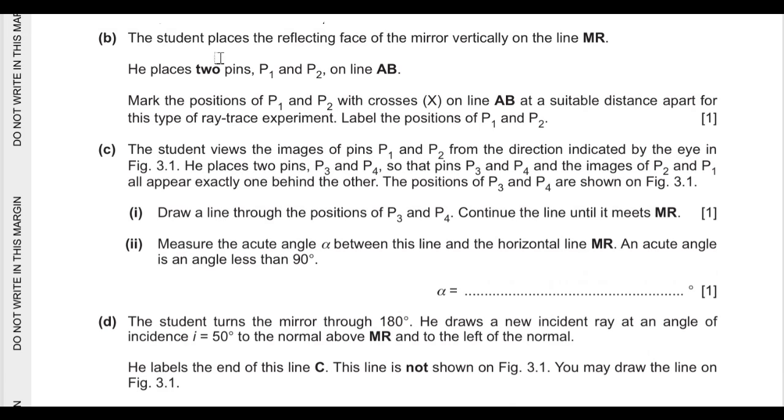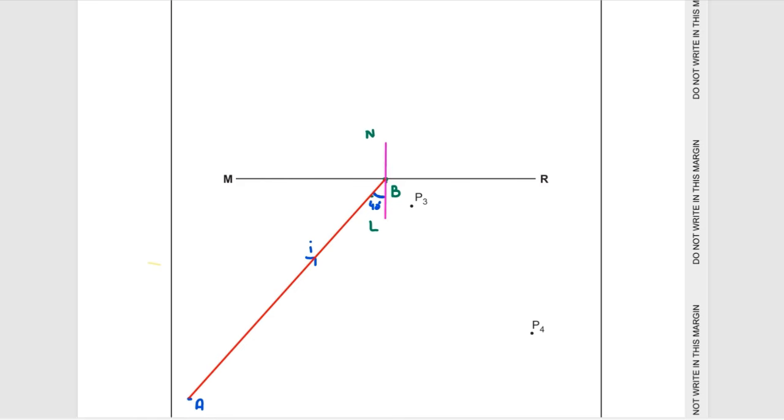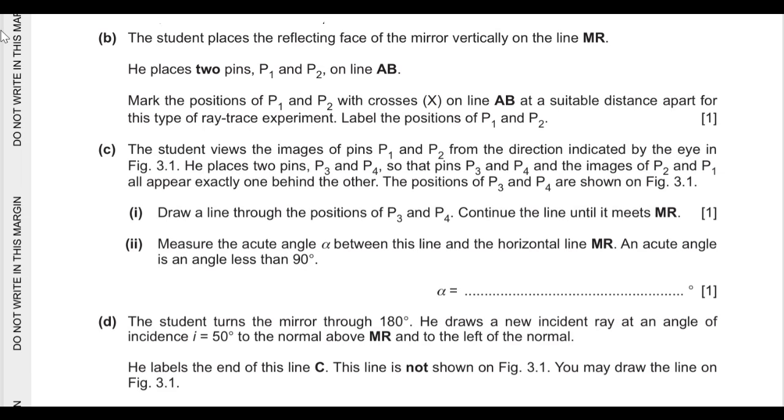B part says the student places the reflecting face of the mirror vertically on the line MR. On the line MR, the student is going to place a mirror like this. He places two pins P1 and P2 on line AB. Mark the positions of P1, P2 with a cross on line AB at a suitable distance apart. For this type of ray trace experiment, label the positions P1 and P2. So if you are going to place pins, the pins should be minimum 5 centimeter apart.